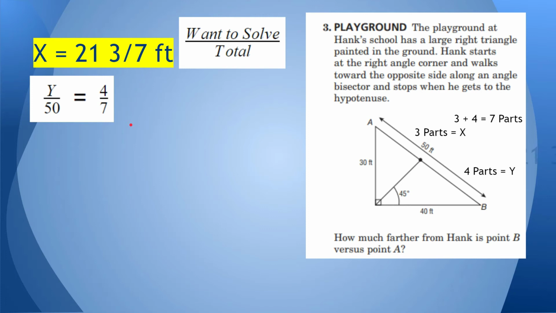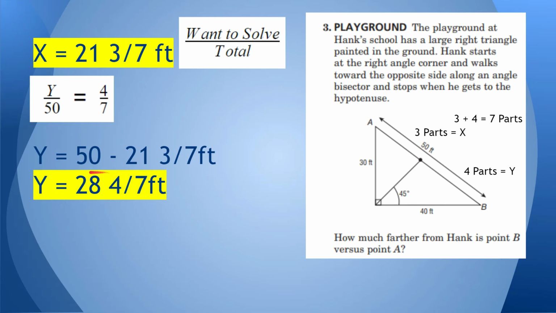But we really don't have to go through and do all of that because we know that 50 minus the answer that we got for x is equal to y. And the answer that we get for y is 28 and 4/7 feet, just like we got before. So this section right here, we know that we got the right answer because we solved it 2 different ways. We got the same answer both ways.